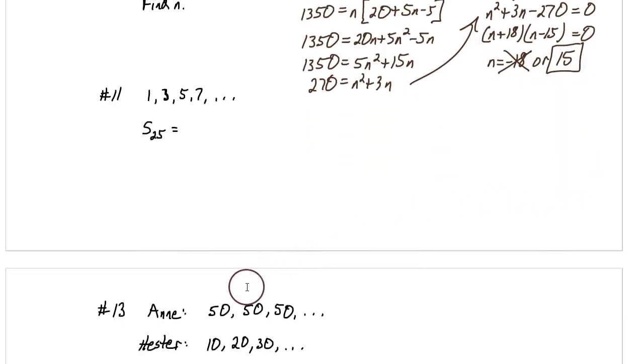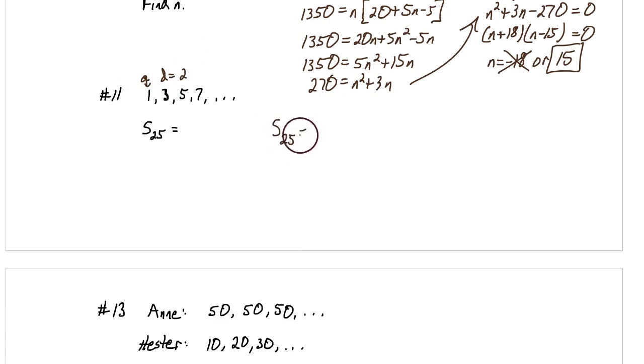Number 11 doesn't really have any word problem or anything. It just says, find the sum of the first 25 odd integers. So those would be 1, 3, 5, 7, 9, 11, 13, and so on. That is an arithmetic sequence. The value of A is 1, and the value of D is 2. So we can find that sum with the formula.